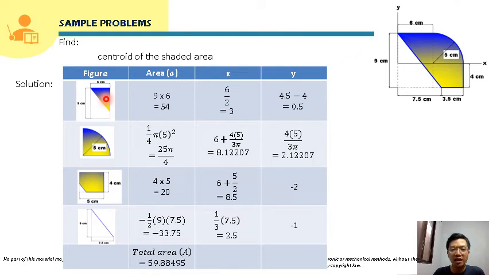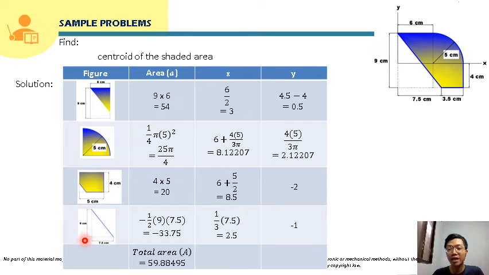For this rectangle, this is 9 times 6, so this will be 54. For this quarter circle, this will be 1/4 pi r squared. Our radius is 5, so this will be 25 pi over 4. For this rectangle, this will just be base times height, so that will be 4 times 5, which is 20. And for this triangle, this is 1/2 base times height.